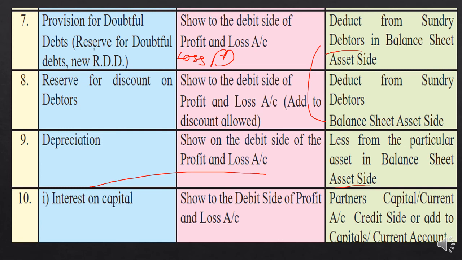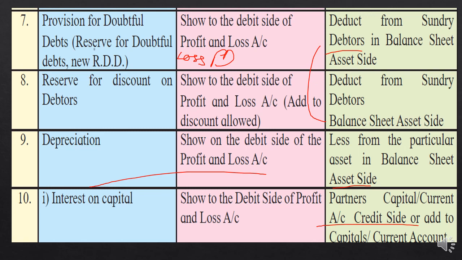Then interest on capital. So who contributes the capital? Partners contribute the capital into the business, and for that contribution they get the interest. Any interest on capital which is paid by the business to its contributor, means the partner, is a loss for the business. So it will be shown on the P&L account debit side, but it will be shown in the partner's capital or current account on the credit side, because it's an income for the partner, because they have contributed to the business.